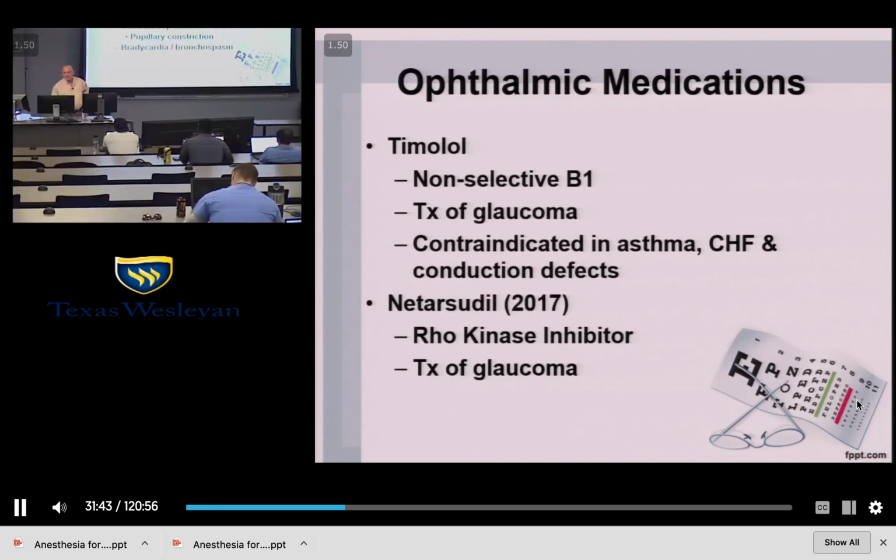I told you about timolol. That's a beta blocker, a non-selective beta-1. It's also used for treatment of glaucoma, and it is contraindicated in patients that have asthma, congestive heart failure, or other conduction defects because of the probability of systemic absorption.